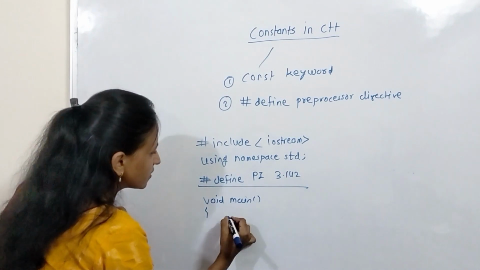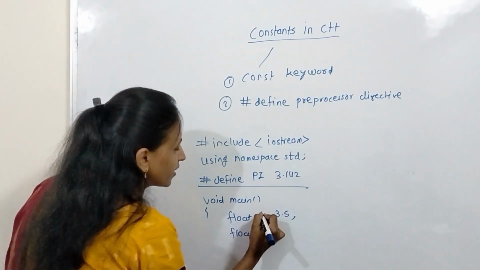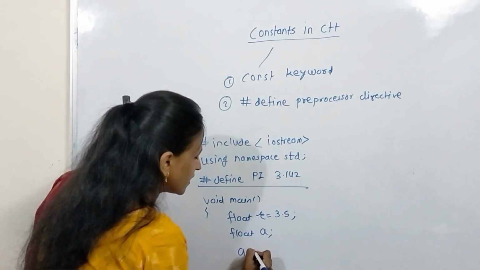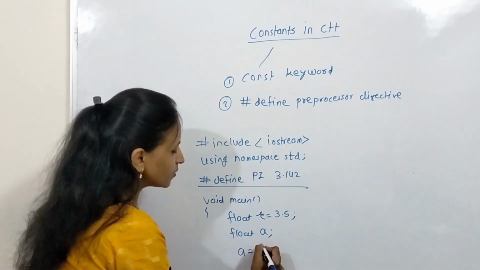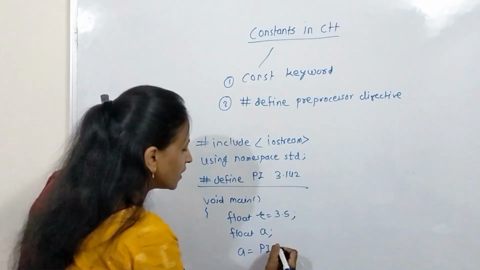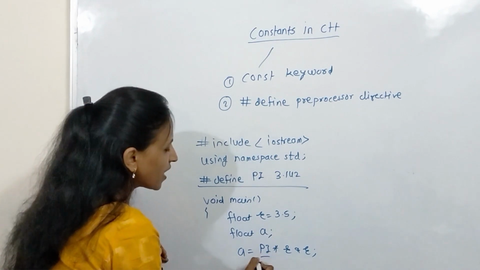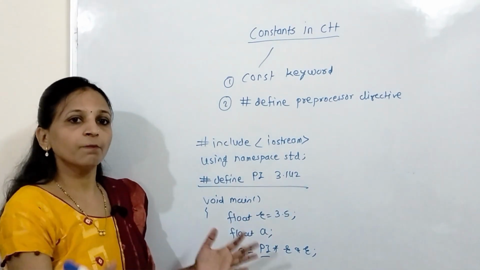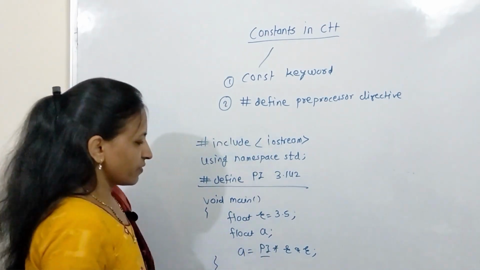Here I will write: I have declared one variable, this is for radius, r equals 3.5, then a, and inside that a I want to calculate the area. Then what I will write: a equals PI, meaning I have already declared one constant here, into r into r. Now this PI will get replaced by 3.142 before compilation by the preprocessor. This is just the concept.